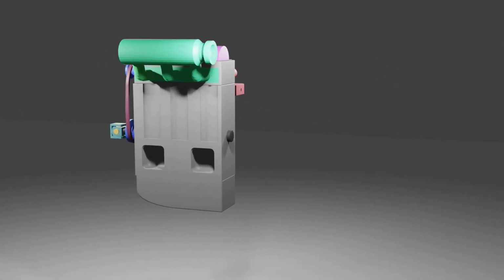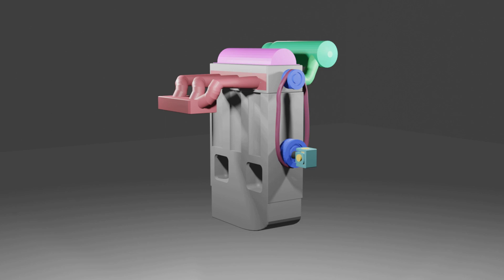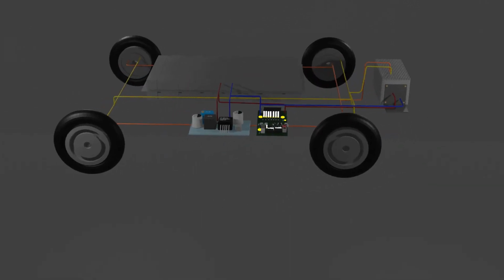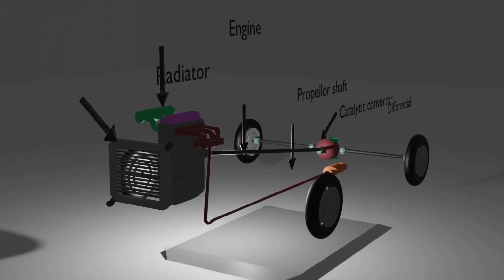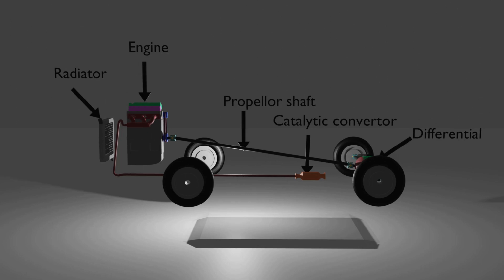There are different types of powertrains used in automobiles. The first one is an internal combustion engine, and the second one is an electric vehicle. An IC engine type consists of an engine which generates power, and a propeller shaft which transmits the power from the engine to the wheels. At the end, a differential is used to distribute the power at right angles.